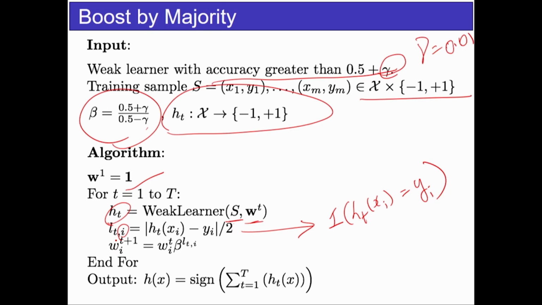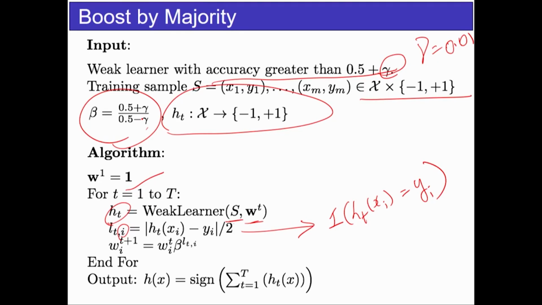Okay? And now if LTI is 1, that means I need to increase the weight of sample i, and that's what I'm going to do. So beta is (0.5 plus gamma) by (0.5 minus gamma). Because gamma is greater than 0, beta is going to be greater than 1. So at the end of the iteration, the weight of the ith sample at t plus 1 is simply the weight of sample i at the tth iteration, multiplied by beta if the classifier has gotten the ith sample wrong.